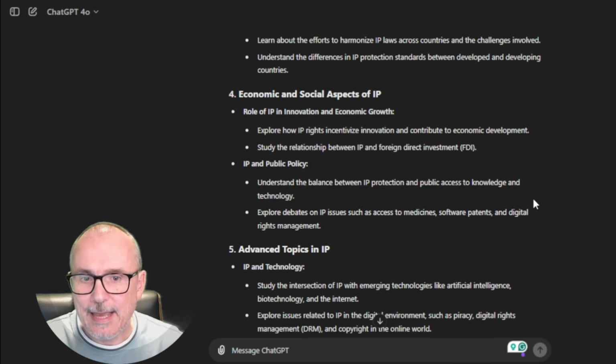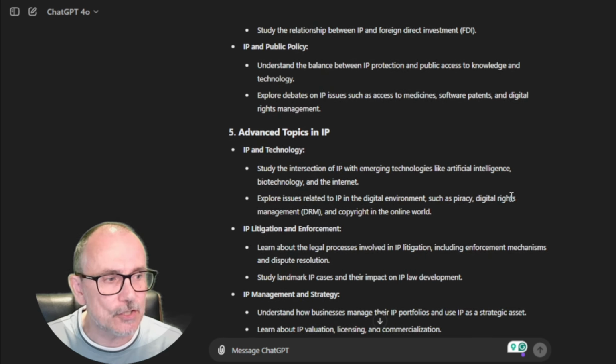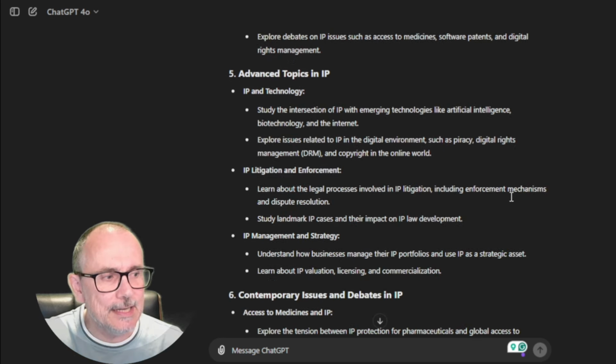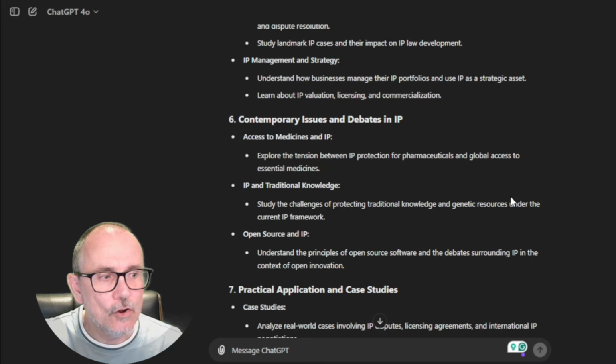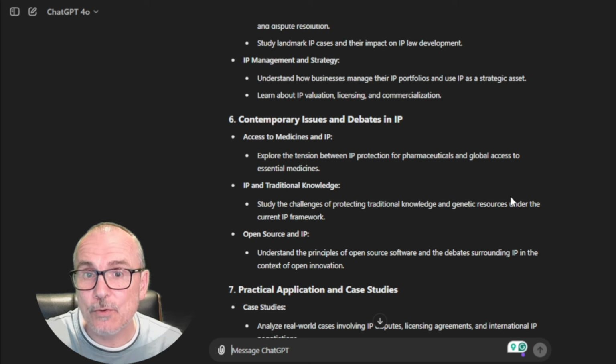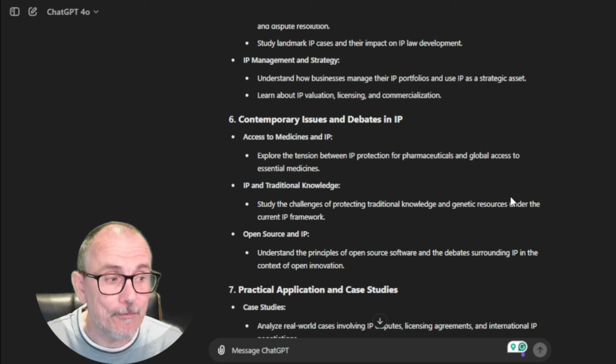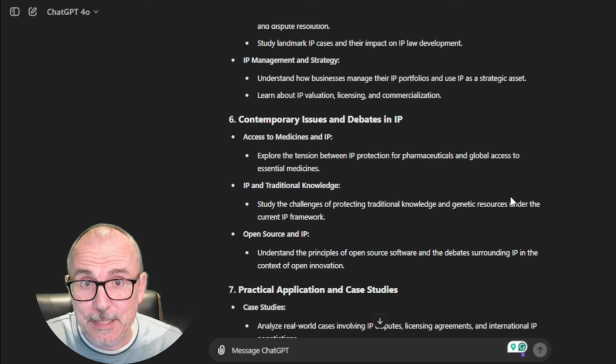And then the economic and social aspects of IP, and then going into the advanced topics, IP and technology, litigation, enforcement, and then looking at the contemporary issues, what's happening today, access to medicines, for instance. We've just been through the COVID epidemic. How do people get access to intellectual property that allows them to stay safe from drugs, from disease, etc.?